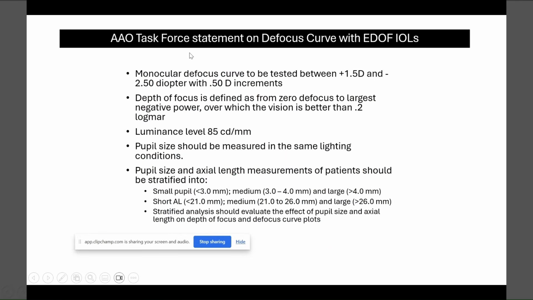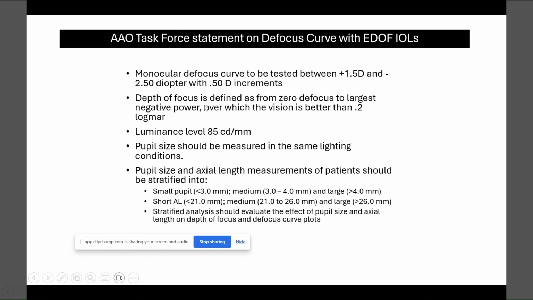Now, the AAO task force statement on defocus curve with EDOF IOLs. If you are doing a defocus curve to understand these lenses, what is the AAO task force asking you to do? Do a monocular defocus curve, because binocular is often confusing because of binocular summation and all. So do monocular defocus curve testing from plus 1.5 diopters to minus 2.5 diopters with 0.5 diopter increments.